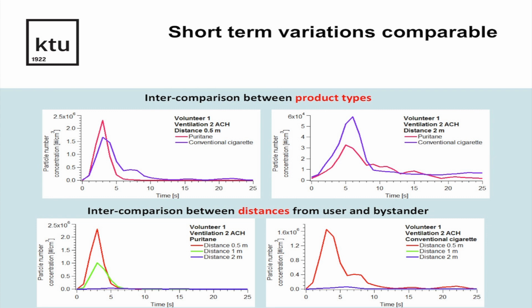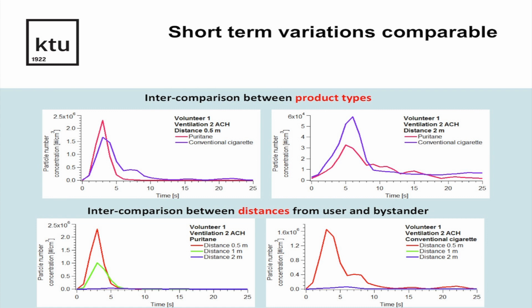But then if you see the effect of distance in the lower graphs, you can see that of course the closer we are to the smoker, the higher exposure we can get. You can see the 10 to the 6 level, and then if you move to 1 meter, it's lower, and then at 2 meters, the puff is almost dispersed. So that stands pretty much for both types of cigarettes.